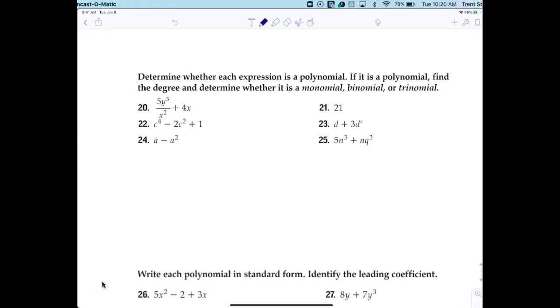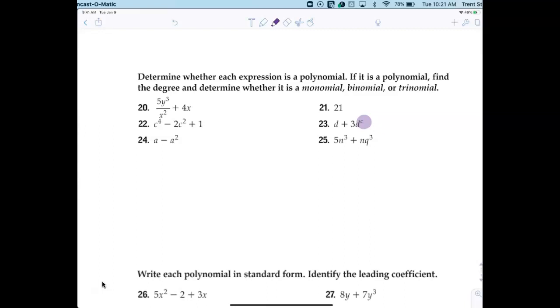22 is a what? Trinomial. 23. Uh-oh. Is 23 anything? No. 23 is no. Because there is an exponent that is a what? That is a variable. The exponent is a variable.